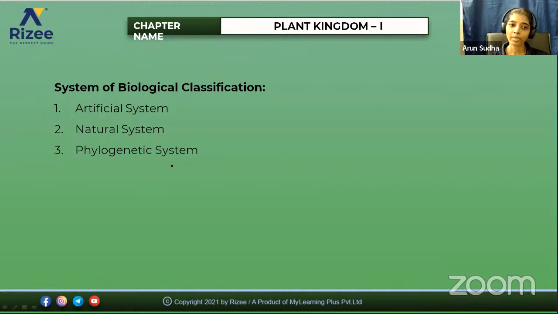So what do you mean by this artificial system of classification? As per the artificial system, we saw that only a few characters will be taken into account. But in the case of the natural system of classification, many factors were taken into account. So we'll see a bit in detail about the systems of classification, and then we'll see about the plant kingdom.